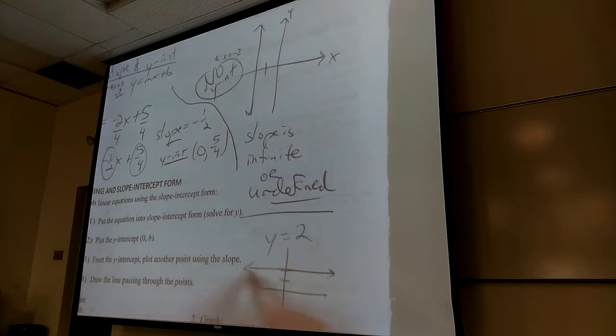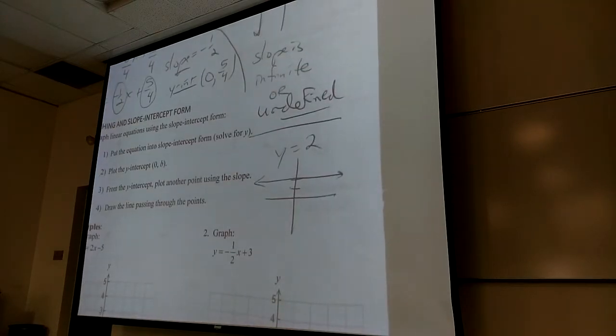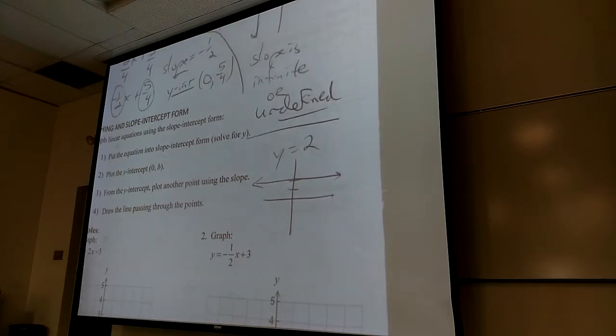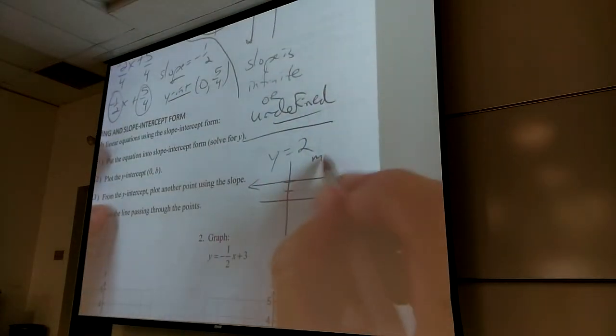Horizontal line, what's the slope? No. 0. It's flat. 0 slope. Rise over run. Well, how much does that line rise? None over however much run you want. 0 over something is 0. So slope would be 0.